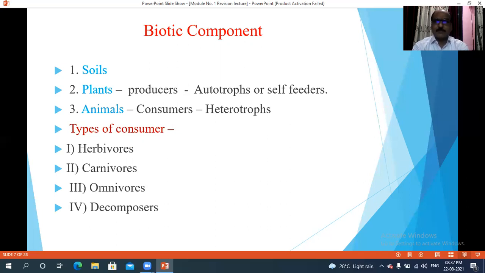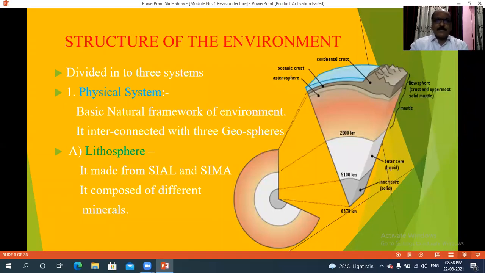Then types of consumers. In the environment, there are herbivores, the plant eating animals. Carnivores, the animal eating animals. Omnivores, which eat both plants and animals. And decomposers: after the death of green plants and animals, they become the food of decomposers, that is bacteria and fungi. After that, next I will explain the structure of the environment.